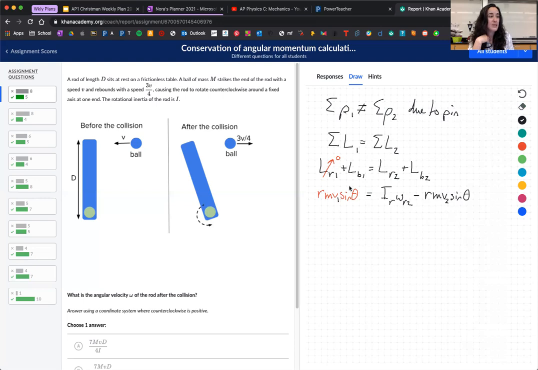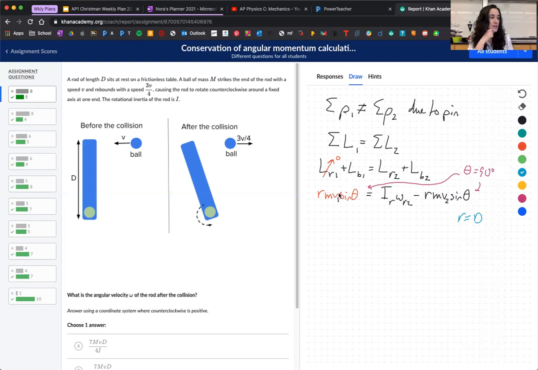So let's talk about this theta here. Theta is 90 degrees in both cases. The instant before the collision happens and the instant immediately after. Both of these thetas are going to be equal to 90 degrees. And so since sine of 90 is 1, they basically just go away. And so what I'm left with here, and R for both of them is this distance D from the pivot to where the collision happens. v1 is given, it's v. v2 is given, it's 3v over 4.